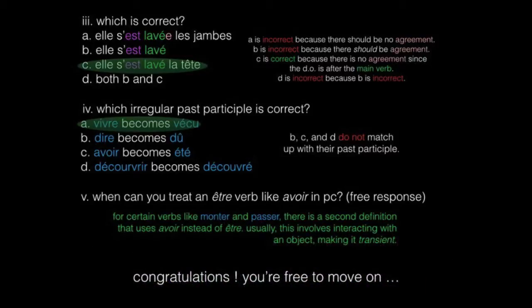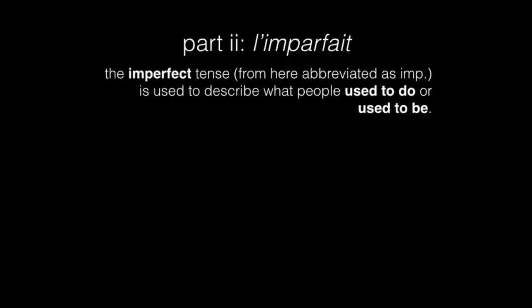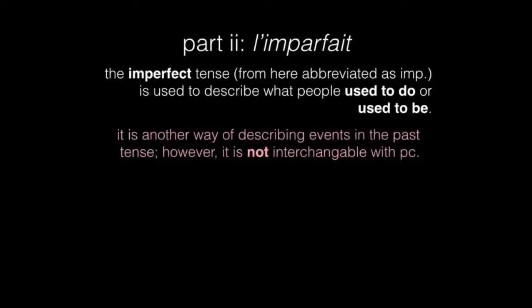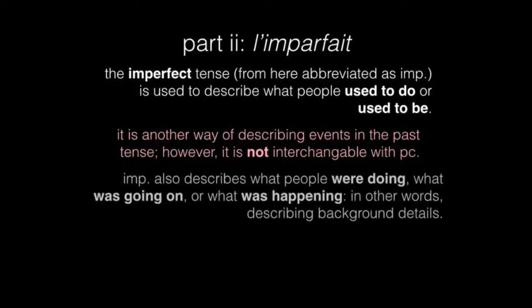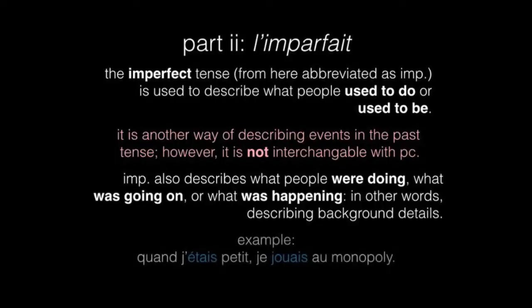Now let's get into the imperfect tense. The imperfect tense, from here abbreviated as just IMP, is used to describe what people used to do or used to be. It's another way of describing events in the past tense. However, it is not interchangeable with PC. Imperfect also describes what people were doing, what was going on, or what was happening. In other words, it's good at describing background details. For example, quand j'étais petit, j'ai joué au Monopoly. When I was little, I used to play Monopoly.